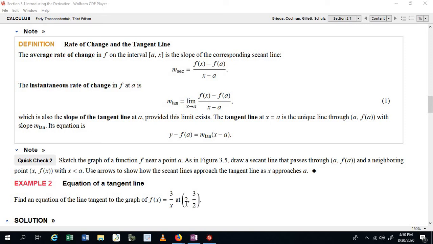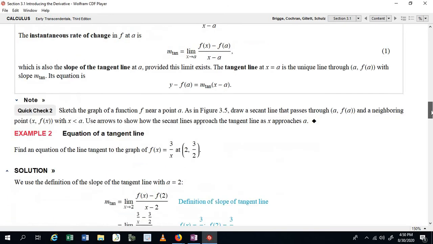Hello again. You may remember in the last video we defined the average rate of change in f on the interval from a to x as the slope of the corresponding secant line given by this formula, f of x minus f of a divided by x minus a. We also defined the instantaneous rate of change in f at a as this limit, the limit of f of x minus f of a divided by x minus a as x approaches a.